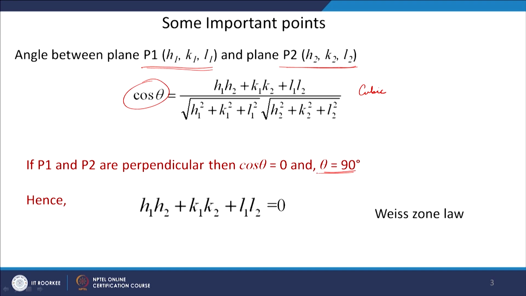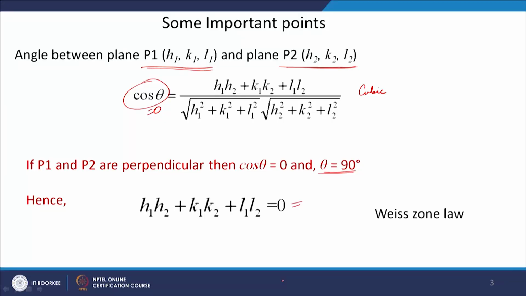If I make cos theta 0 here, what will happen? This whole thing will be 0, and H1 H2 plus K1 K2 plus L1 L2 should be 0. That is what I have written here, and that is what we call Weiss zone law also, that H2 K2 L2 is in the zone of H1 K1 L1, and their dot product should come as 0. That also clarifies that the pole of the H2 K2 L2 plane will be lying on the trace of H1 K1 L1.